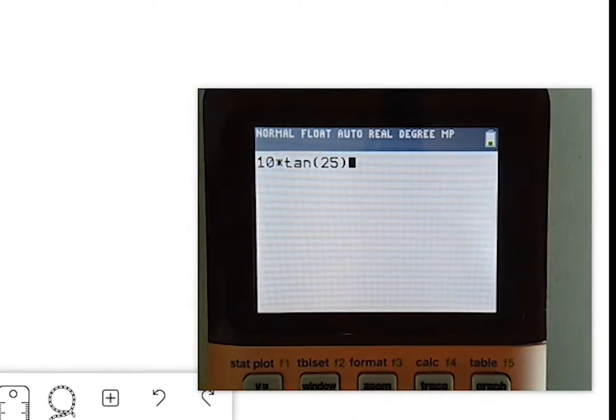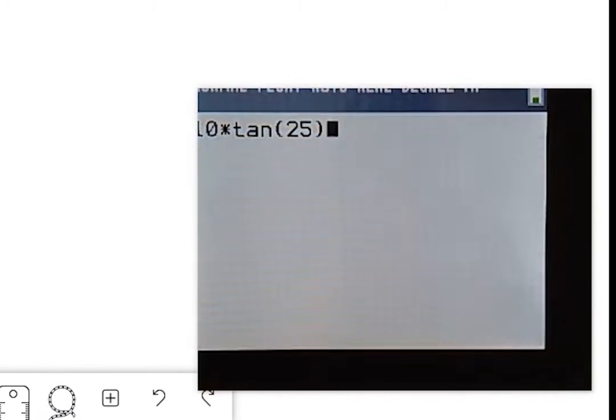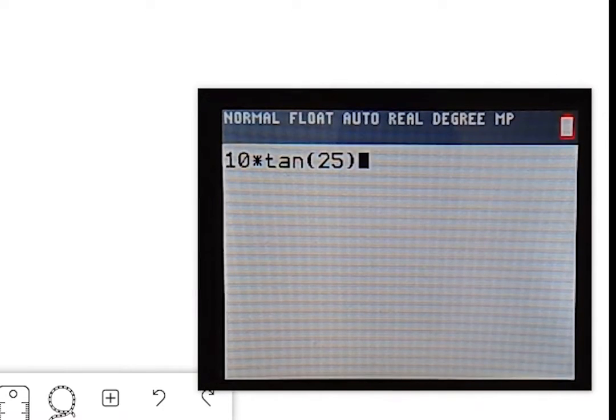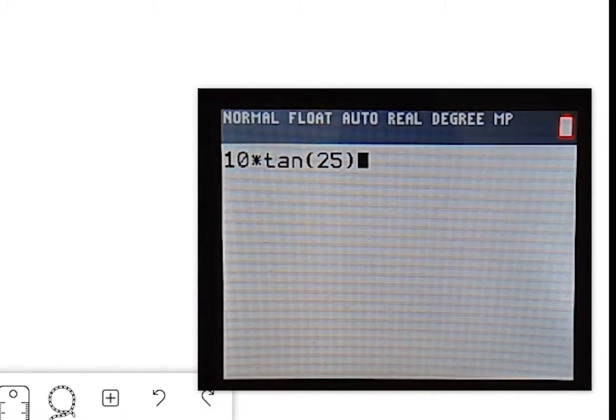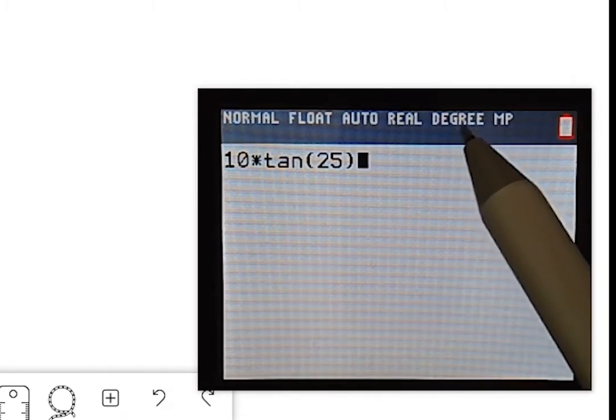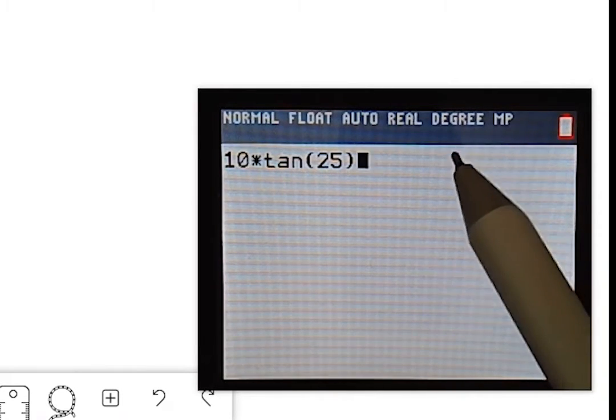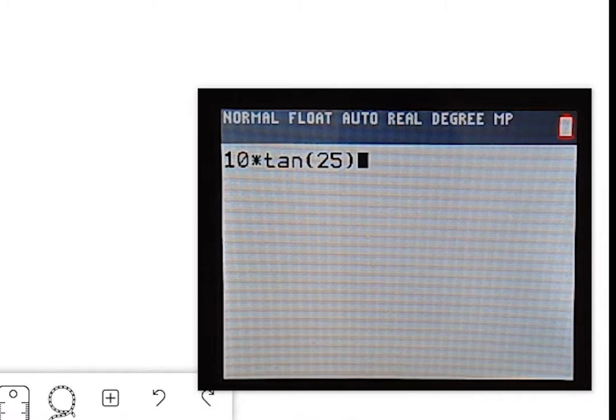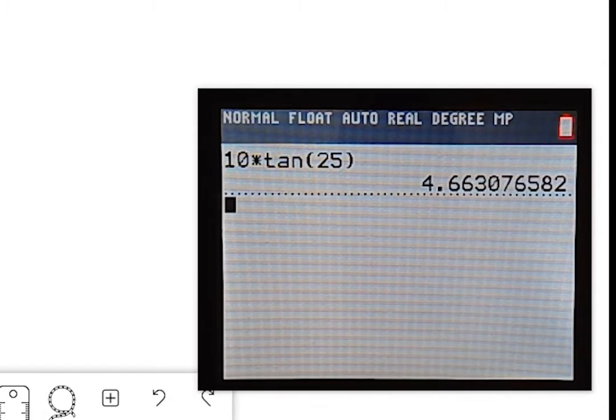And then I need to check also, am I in degree mode? Remember from the last video, you want to be in degree mode because we're dealing with degrees. So if I wasn't in degree mode, I would have to go into a menu and change that. 4.66.